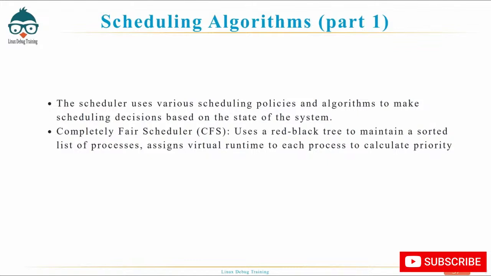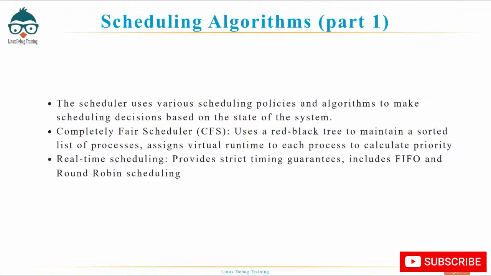the tree balanced. Real-time scheduling provides strict timing guarantees and includes FIFO and round-robin scheduling. Real-time scheduling assigns fixed priorities to tasks or processes, and each task is given a priority value, and tasks are then scheduled based on their priority levels. Higher priority tasks are executed before lower priority ones.